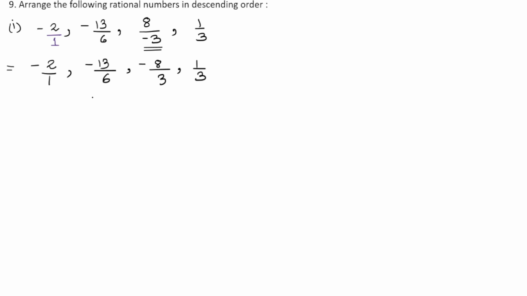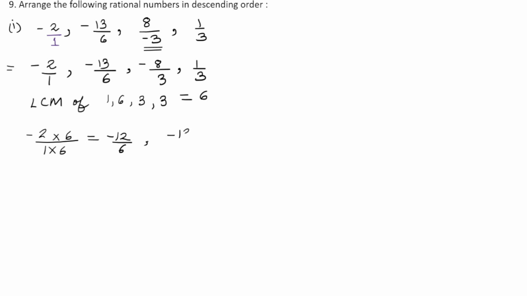Now all the denominators here are different. Take the LCM. So the LCM of 1, 6, 3, 3 will obviously be 6. Now convert all the denominators to number 6. So minus 2 by 1, into 6, you get here minus 12 by 6. In the same way, minus 13 by 6. So just multiply it with 1 because there is no change in the denominator. So it is minus 13 by 6.